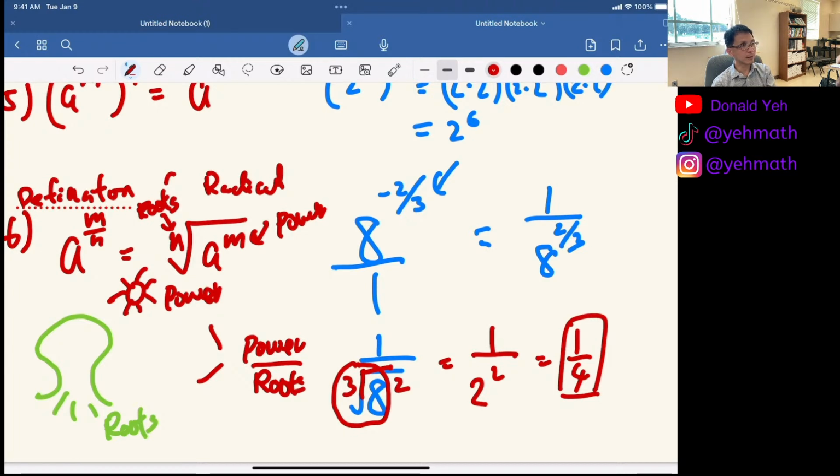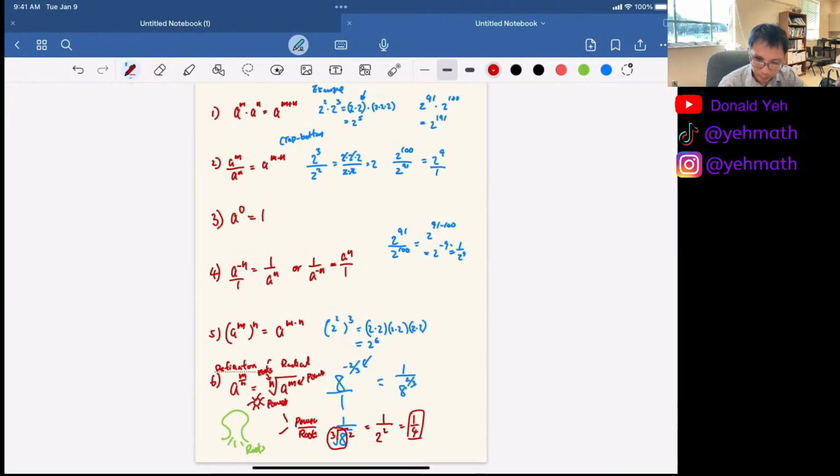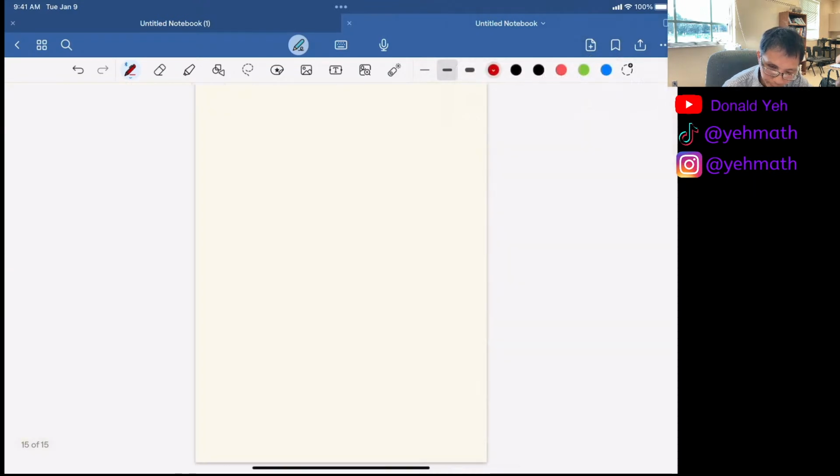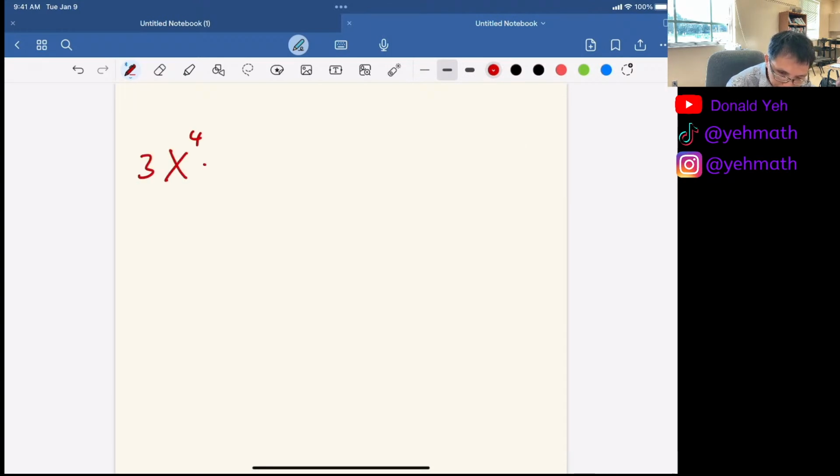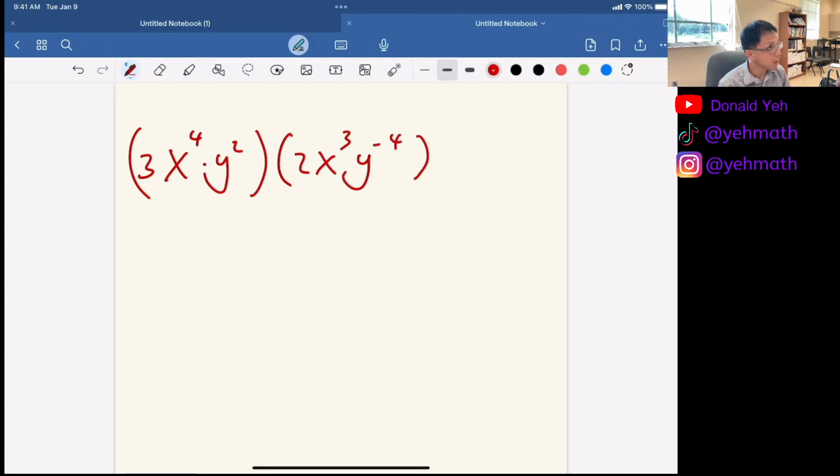Now we just talked about 6 different rules, and all those rules are super important for your SAT because you've seen this question all the time. Now let's start with the rules. So what if you have 3x to the 4th times y to the 2nd times 2x to the, I don't know, 3y to the negative 4? How do I multiply those two things together?